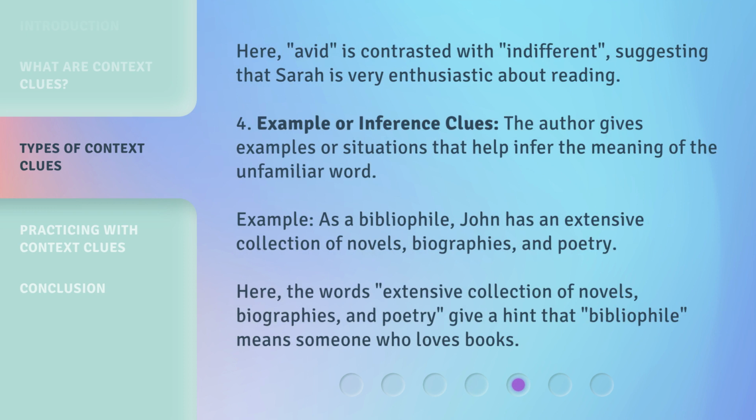4. Example or inference clues. The author gives examples or situations that help infer the meaning of the unfamiliar word. Example: As a bibliophile, John has an extensive collection of novels, biographies, and poetry. Here, the words extensive collection of novels, biographies, and poetry give a hint that bibliophile means someone who loves books.